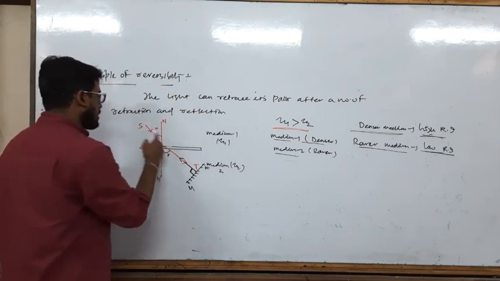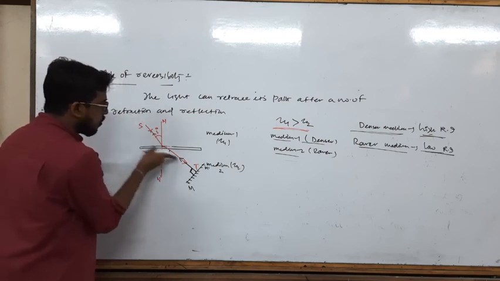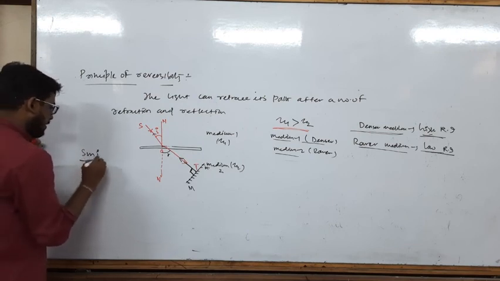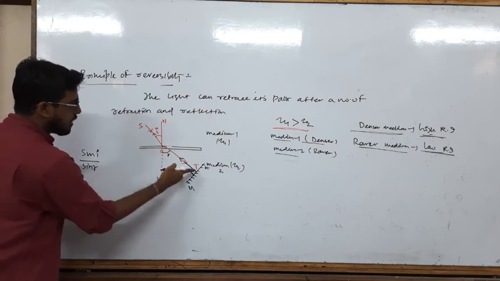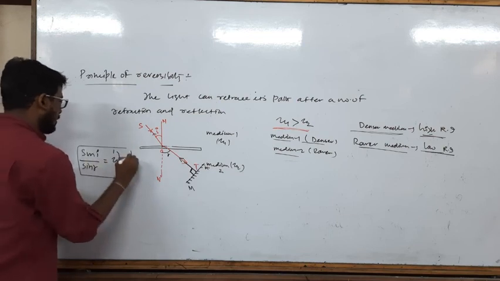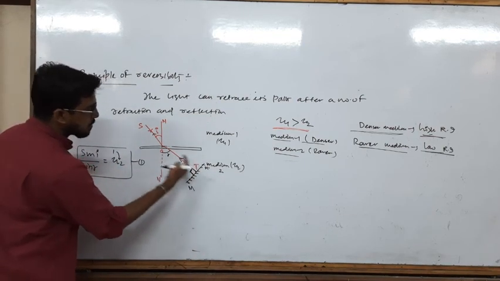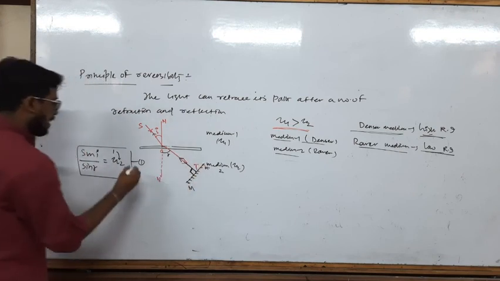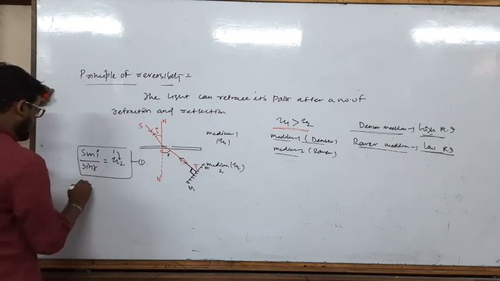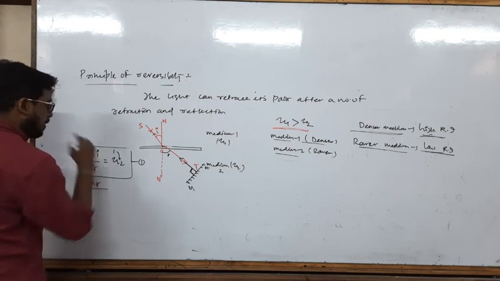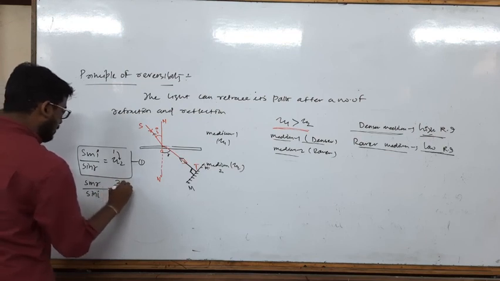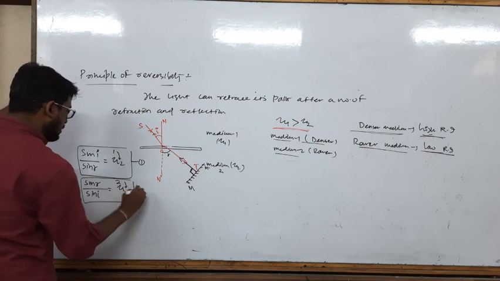Clear? If I apply Snell's law for the first condition, when light travels in the SOT direction, I can write sin i by sin r, the angle of incidence over the angle of refraction, equal to mu1 to 2, as light travels from mu1 to mu2. Let it be equation 1. Now when light retraces its path after reflection from the plane mirror, the path will be TOS. For the TOS path, r will be the incidence angle and the refracted angle will be i, so I can write sin r by sin i equal to mu2 to 1, as light now travels from the second medium to the first medium. This will be equation 2.